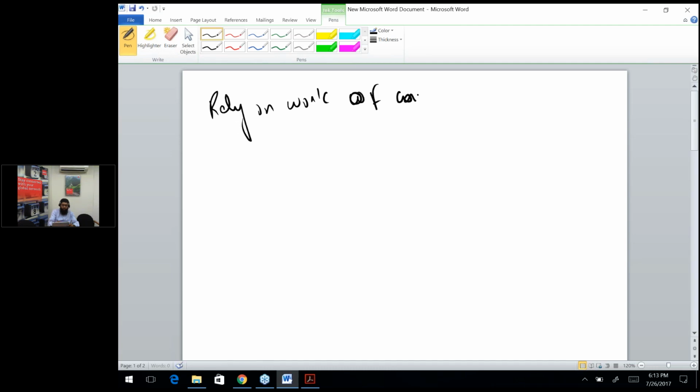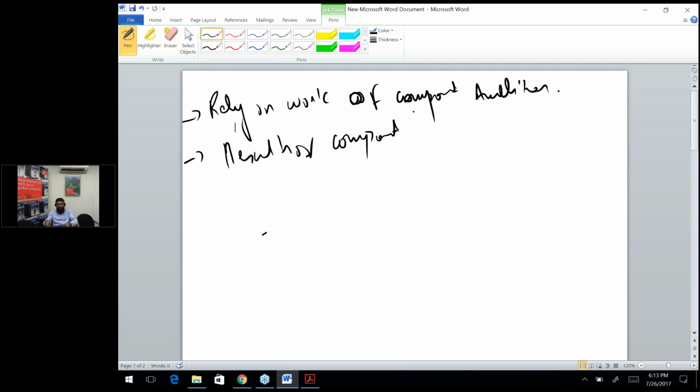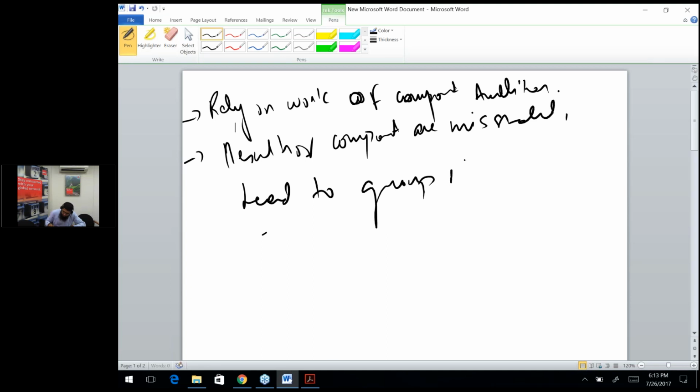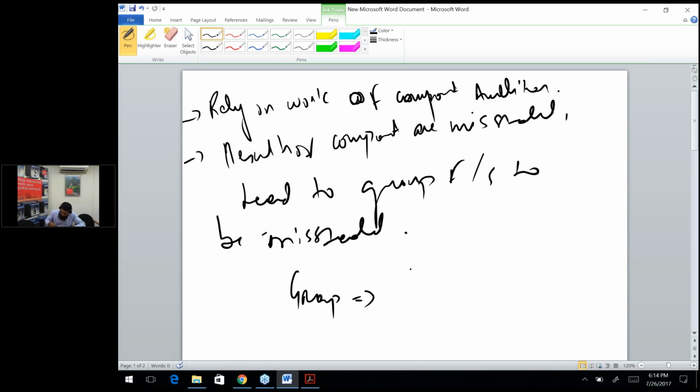When we have to rely on the work of a component auditor, we need to be a bit careful before we place reliance. The reason is, if the results of the component are misstated, it will lead to the group financial statements being misstated also. And if you are the auditor for the group, you will be responsible for the opinion formed on the group financial statements. So as a group auditor, you need to understand whether you should place reliance on the work of the component auditor or not. That is one thing.